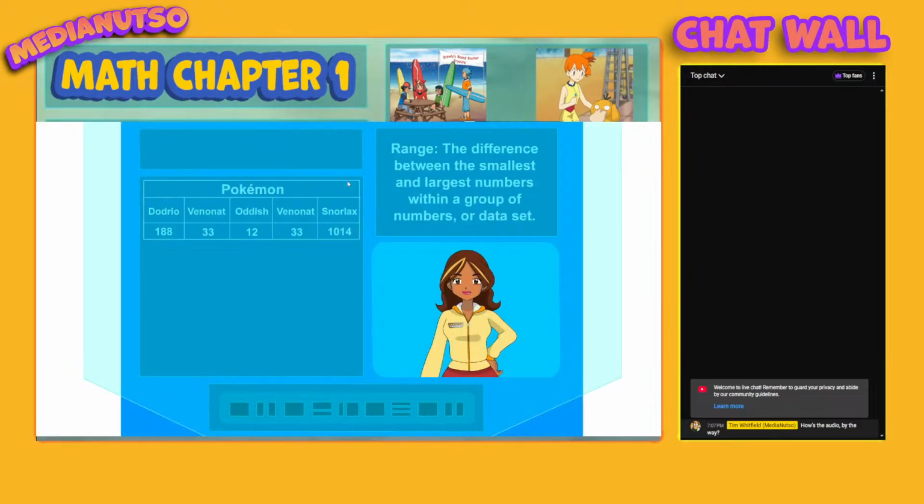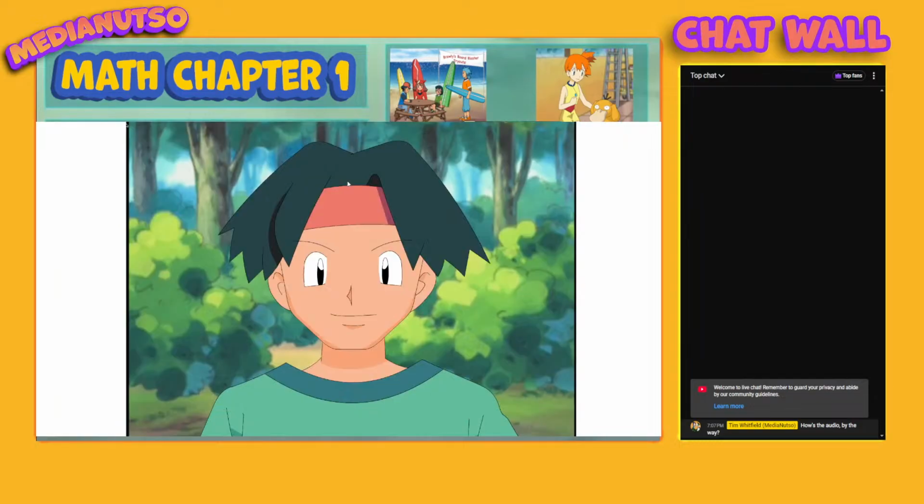Yep. Now to find the difference, subtract the smallest number from the largest. What is 1014 minus 12? 1002. Great. So as you said, the range between the weights of Pokemon in that area is 1002. I got it. Now, what about this? Professor Oak wants to know the mean, so we can figure out how much food we'll need on average.